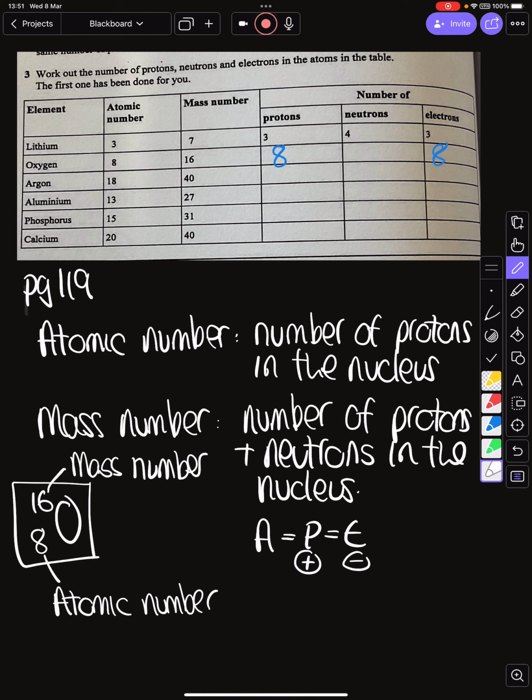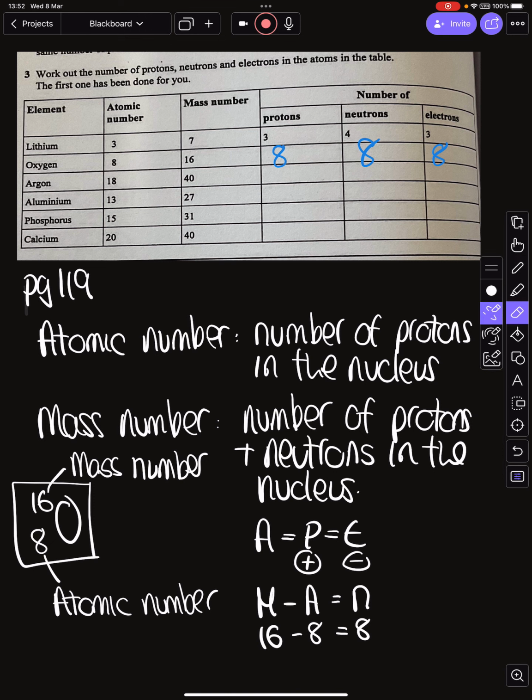The other acronym is the MAN part: mass number minus atomic number is equal to my neutrons. I know here that my mass number is 16, because it's always the biggest number. 16 take away 8 is equal to 8 neutrons. So I fill 8 in up here, and you do that for all of the other ones in our table.